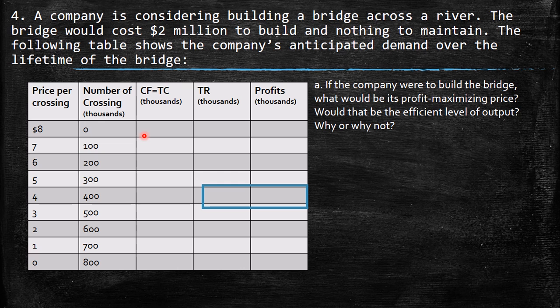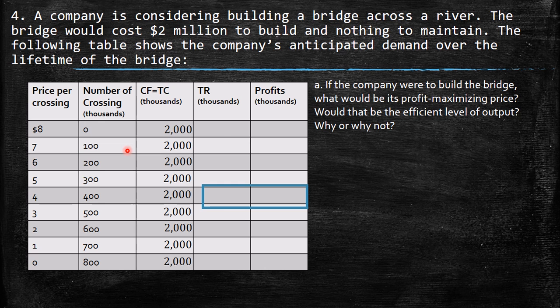So the first point says, if the company were to build a bridge, what would be its profit maximizing price? What will be the efficient level of output? Why or why not? So first, we have the fixed cost, which is going to be 2 million. So in thousands, it's going to be 2,000, so it's going to be 2 million. Then in that case, different from the previous one, we don't have variable cost. So if variable cost is zero, because with nothing to maintain there is no cost, the fixed costs are exactly equal to total cost.